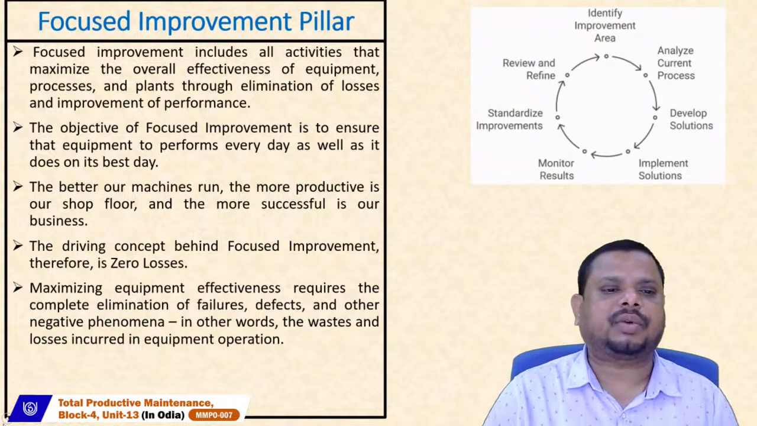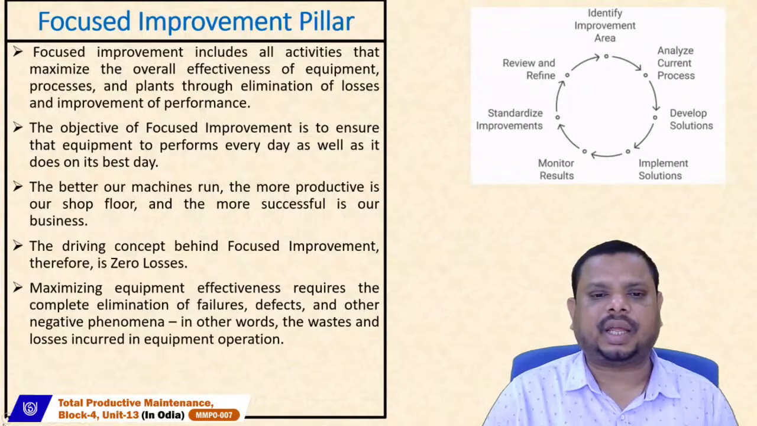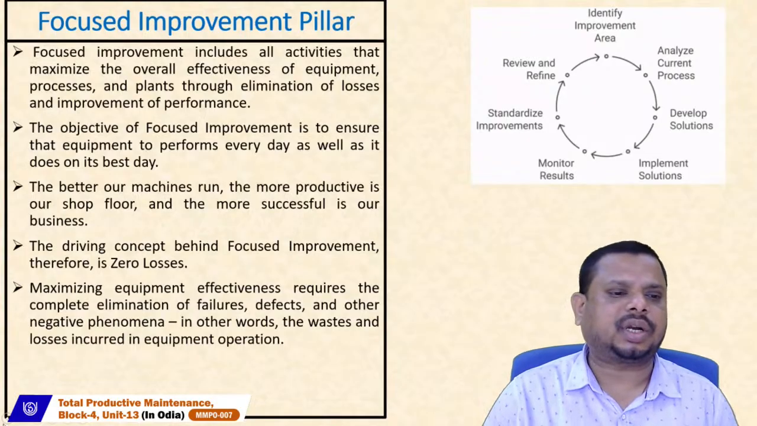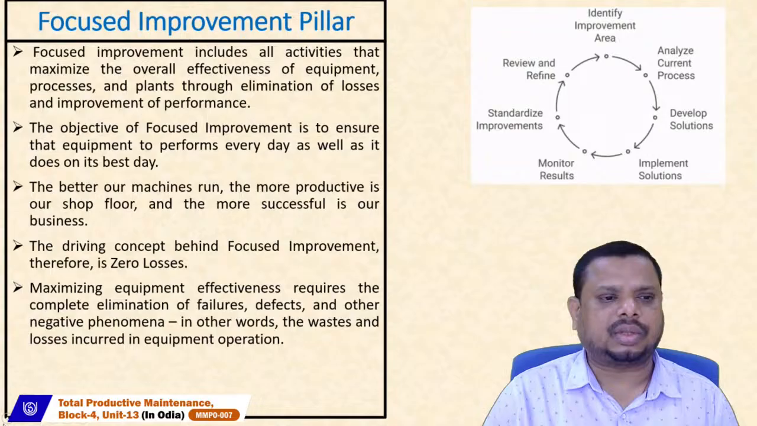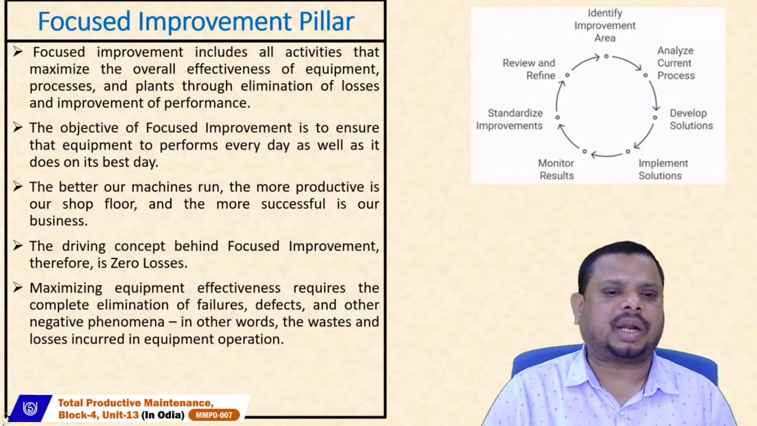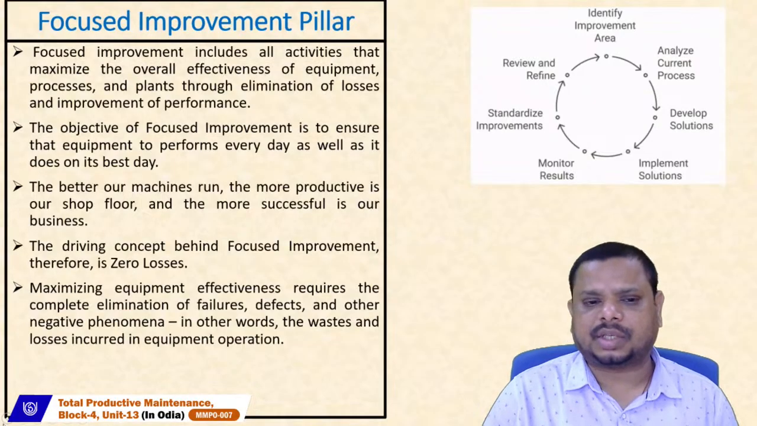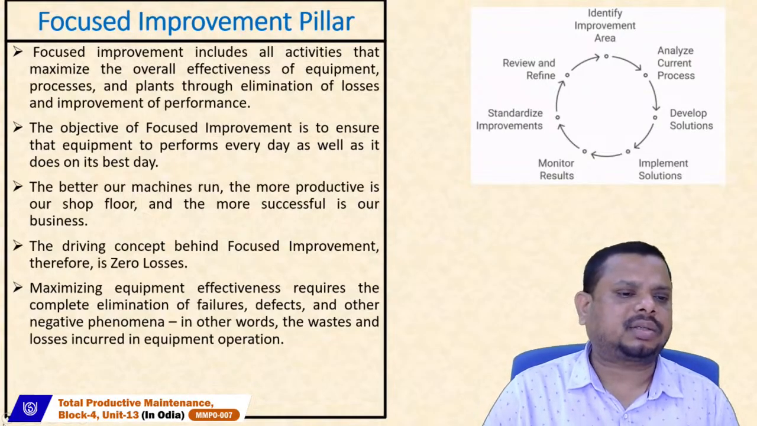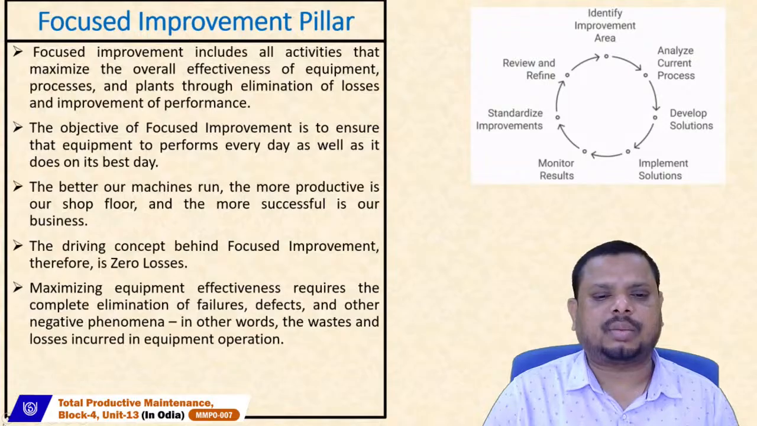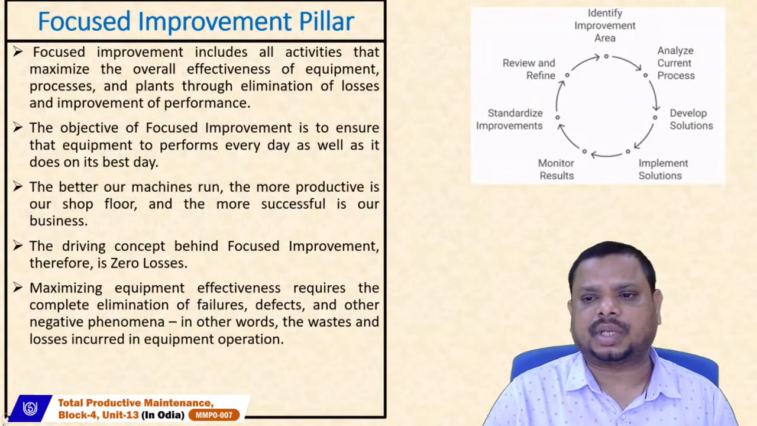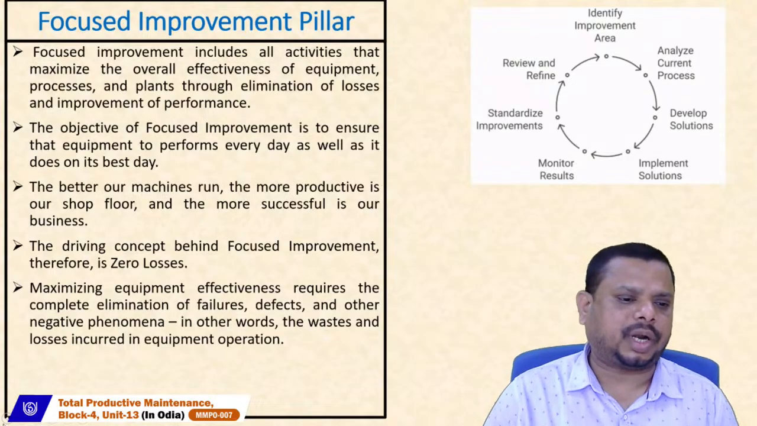The second objective of focused improvement is to ensure the equipment performs every day as well as it does on its best day. So the next important part, they focus on the equipment performance on a day-to-day basis. The third one is: the better our machines run, the more productive our shop floor, and the more successful our business. That is the next point.